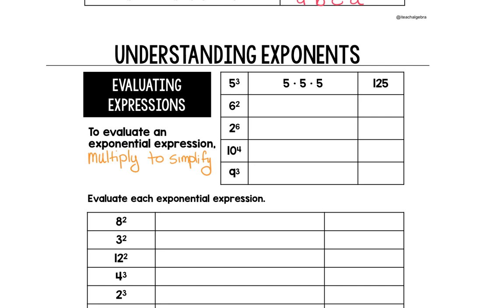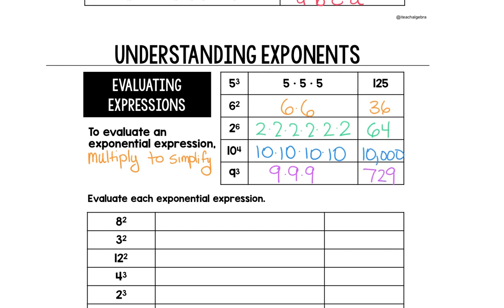For example, right here we have 6 squared, so this is 6 times 6, or 36. 2 to the 6th power, we're going to multiply 2 by itself 6 times. 1, 2, 3, 4, 5, 6, and that's going to give us 64. 10 to the 4th power is 10 times 10 times 10 times 10, 4 times, so that's 10,000. 9 to the 3rd power would be 9 times itself 3 times, or 729.